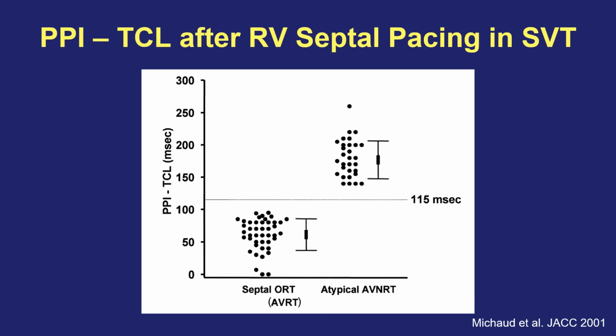And in this comparison of AVRT versus AV-NRT, they noticed a very distinct clustering of post-pacing interval minus tachycardia cycle length that was shorter in the AVRT scenario because you're much closer to the circuit, and much longer in the AV-NRT scenario because you are much further from the circuit. And a cutoff of 115 milliseconds seemed to very clearly delineate one from the other.